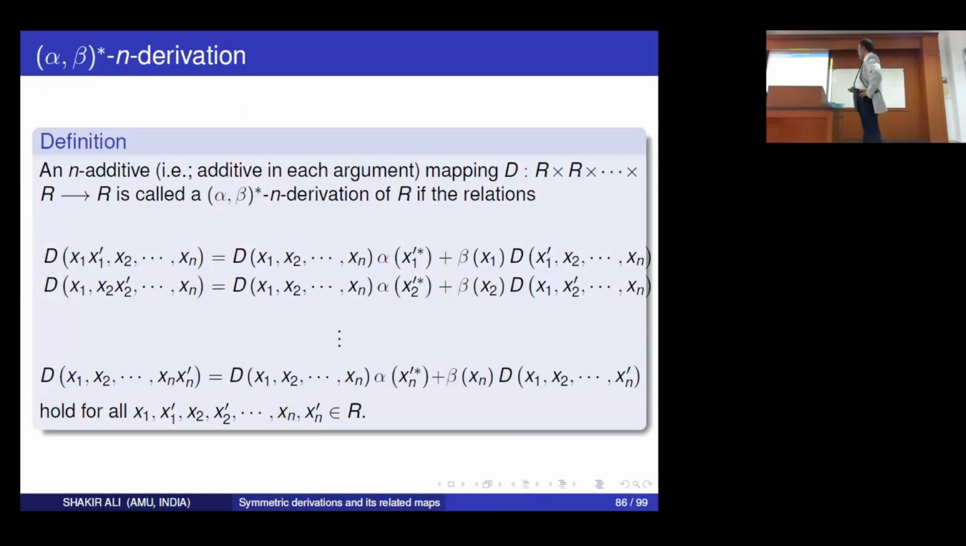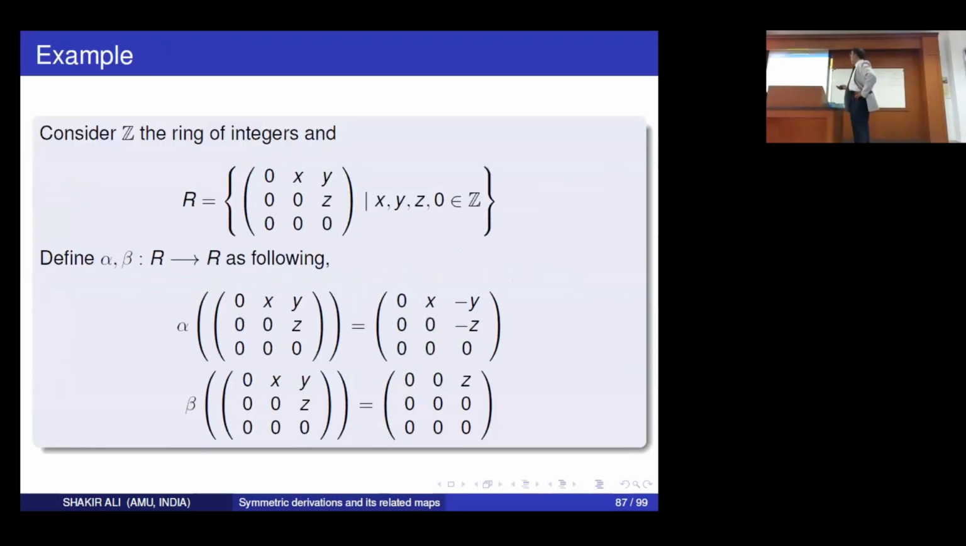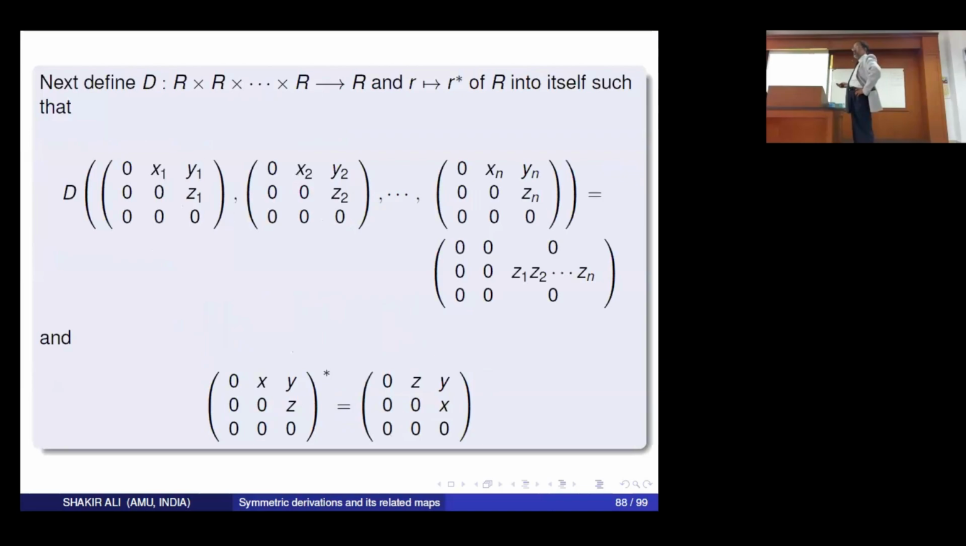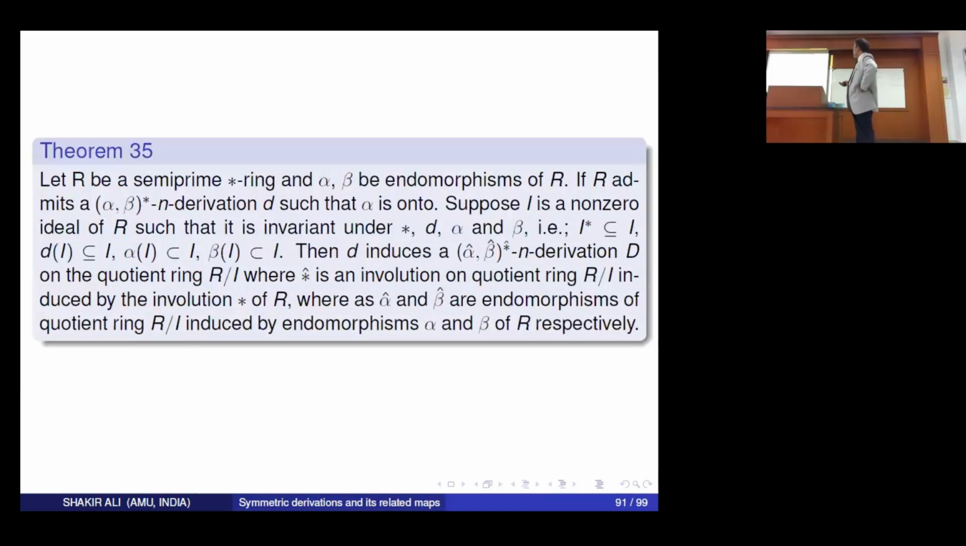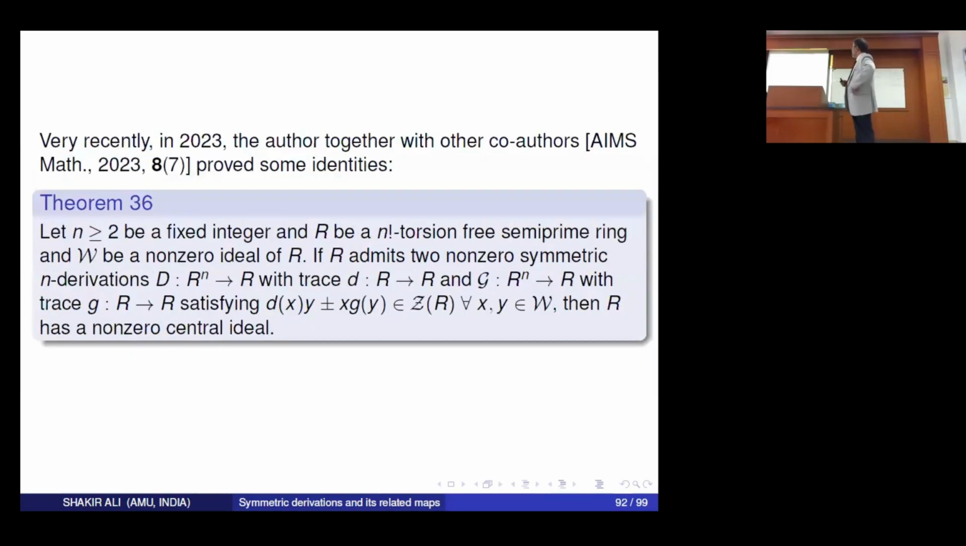And then we introduce the idea of what we call an alpha-beta n-derivation. We will not go into more detail, but we have very good examples of these maps. So this is the recent work with my student.